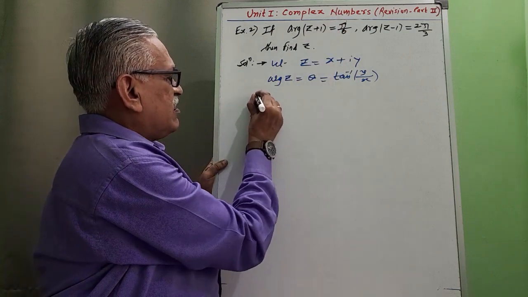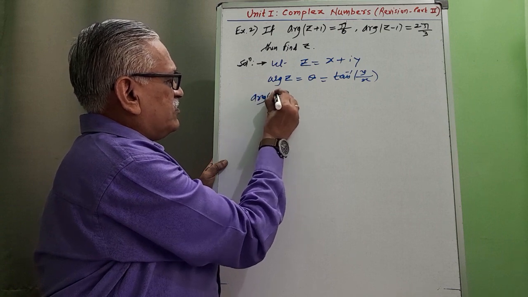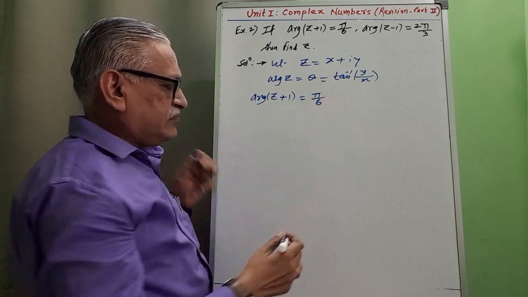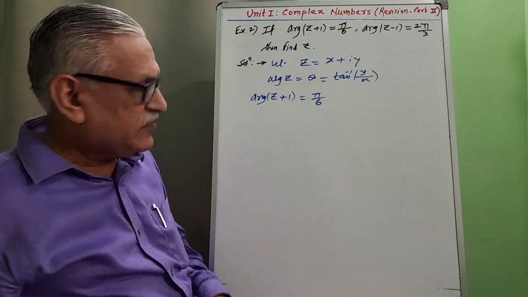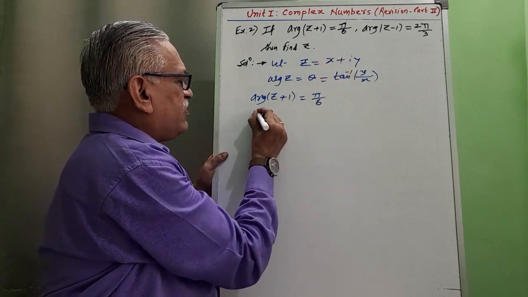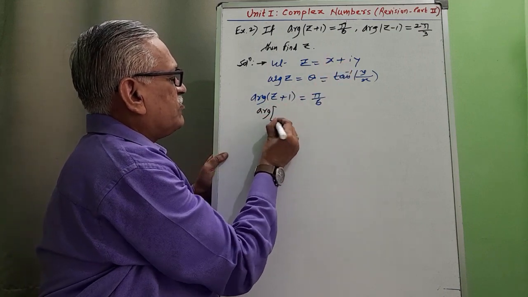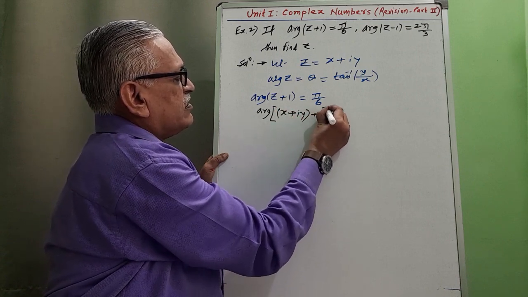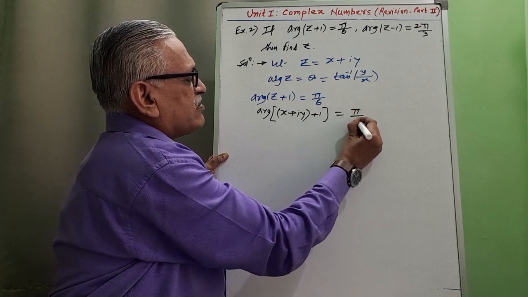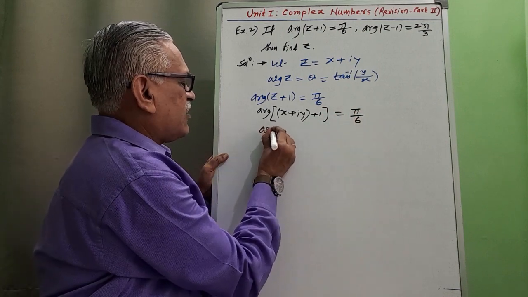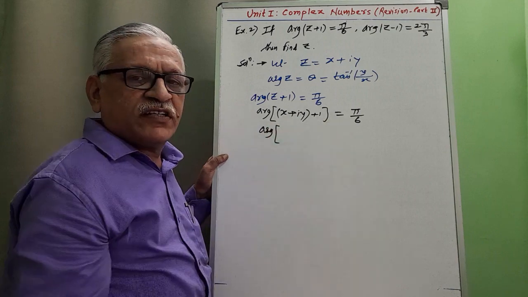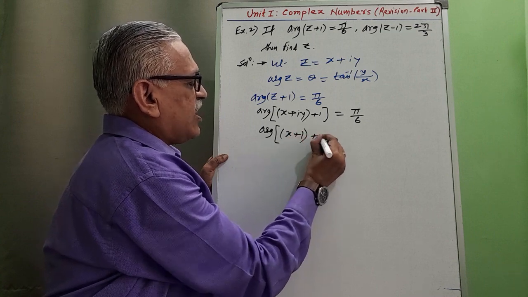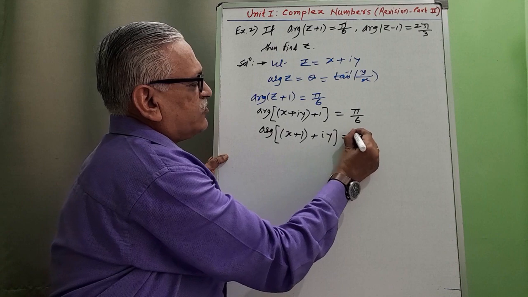The first one: argument of z plus 1 is equal to pi by 6. Substituting the value of z as x plus iy, we get argument of x plus iy plus 1 equals pi by 6. This is nothing but the argument of, collecting the real terms in the first bracket, x plus 1 as the real term and plus iy as the imaginary term, equal to pi by 6.